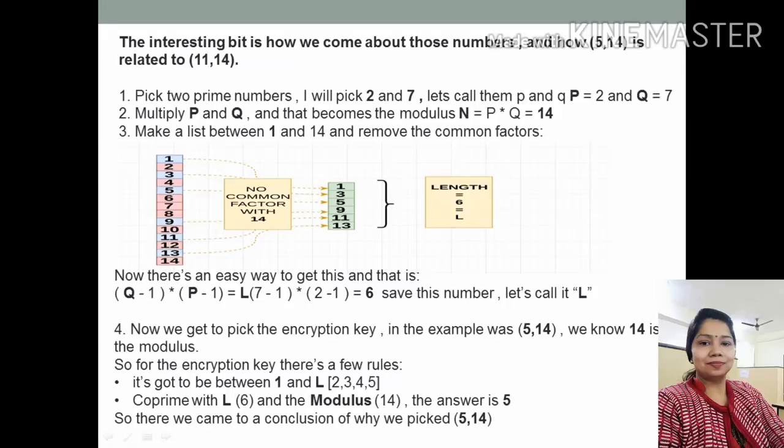the value should be between 1 and L. L is the length. So it should be co-prime with L, that is 6, and the modulus 14. There is only one value which lies between 2, 3, 4 and 5, and that is the value 5. So we came to the conclusion that we have taken 5 as the value of E.